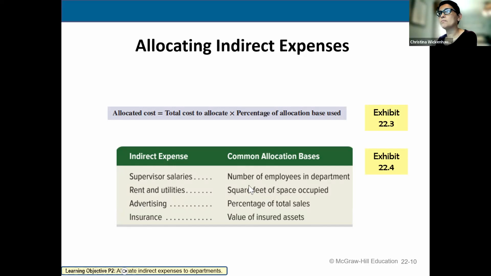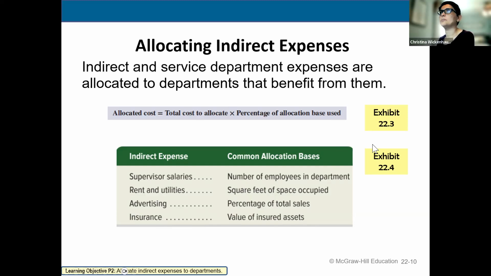Rent and utilities, great allocation base would be your square feet. Advertising, percentage of sales could be an avenue. I actually think that that's a really good one, percentage of total sales. So I'm not going to elaborate on that one. And then insurance is going to be spread across the value of the insured assets, because obviously the more that we insure, the higher that cost is going to be. So we'll take the total cost that we have to allocate, and then we're going to take it times the percentage used. And in this next slide, you're going to see that.